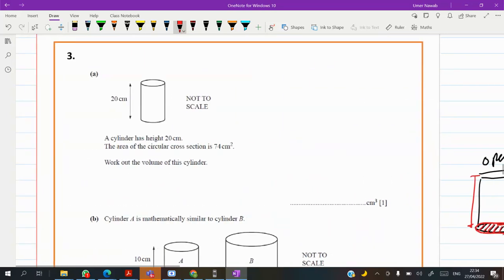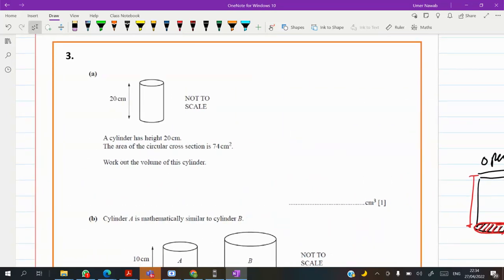Now let's come to the question. He said that the height of the cylinder is 20 and the area of a cross section. Beautiful. He didn't tell us what the radius is. So he gave you the cross sectional area.